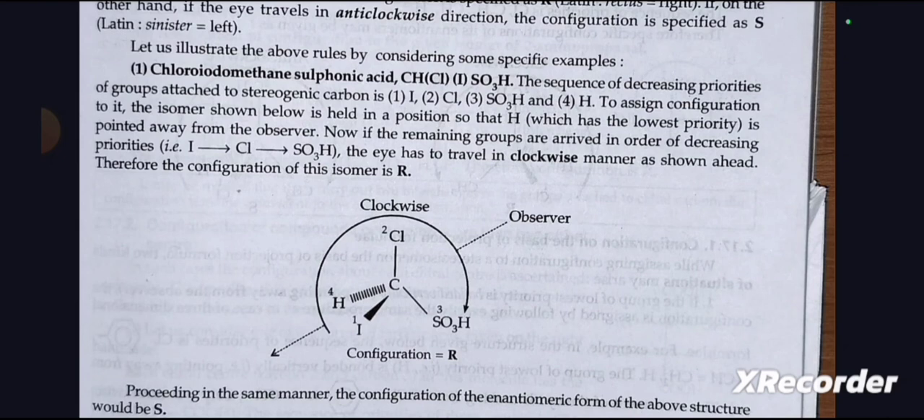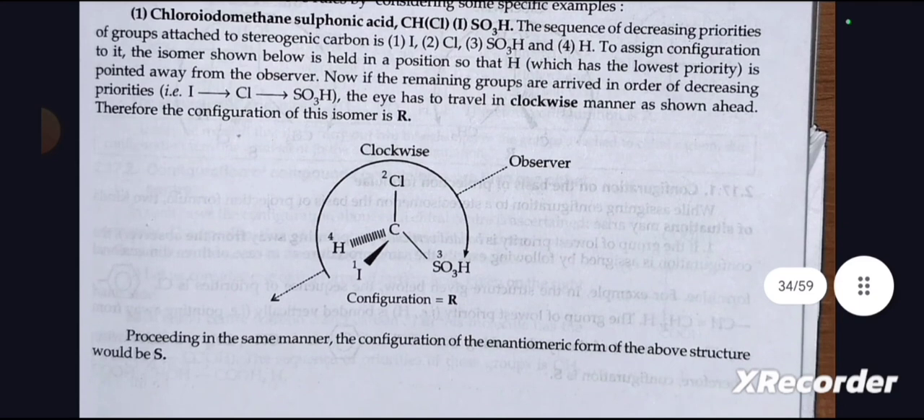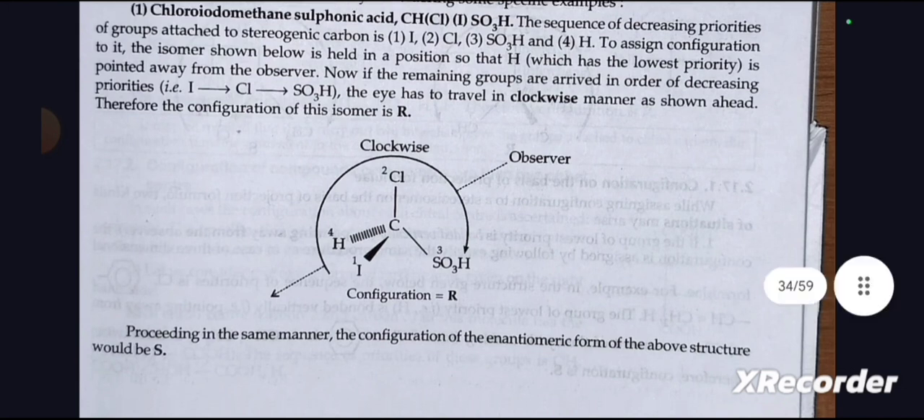The sequence of decreasing priorities of groups attached to the stereogenic carbon is first I, second Cl, third SO3H, and fourth H. To assign configuration to it, the isomer shown below is held in a position so that H, which has the lowest priority, is pointed away from the observer. Now, if the remaining groups are arranged in order of decreasing priorities, that is I, then Cl, SO3H, the eye has to travel in clockwise manner as shown ahead, therefore the configuration of the isomer is R.